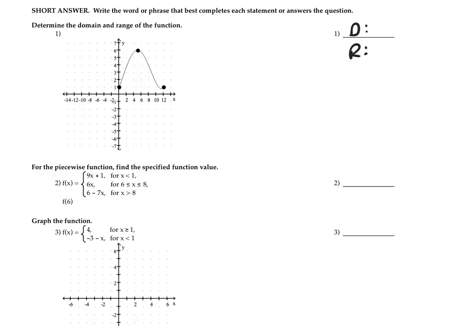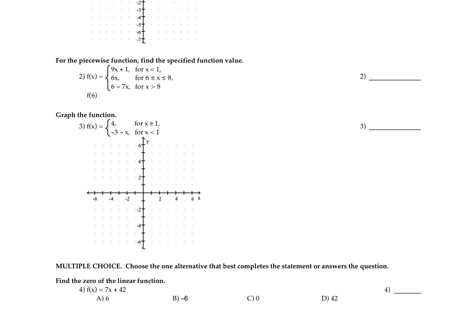Okay, so in this case, because all of our points are closed circles, then we would use brackets to represent that. Okay, so just identify domain and range. Number 2, it's kind of hidden down here.